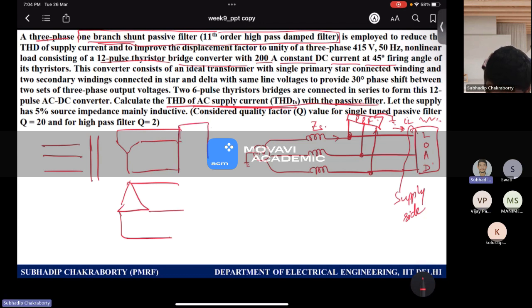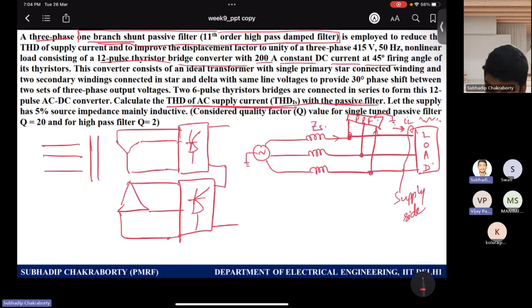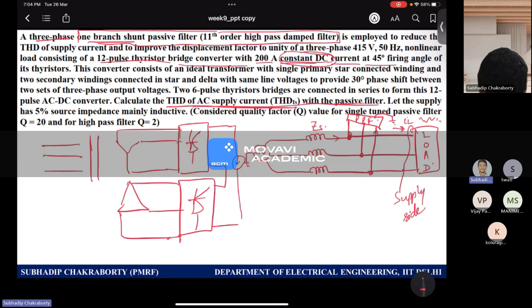So here you have a thyristor based converter, and here you have a thyristor based bridge. This is connected in series, and you have constant drawing constant current. It is given, right? Constant DC current. So you can model this like a constant load. This is the configuration. So this is the supply side, right?